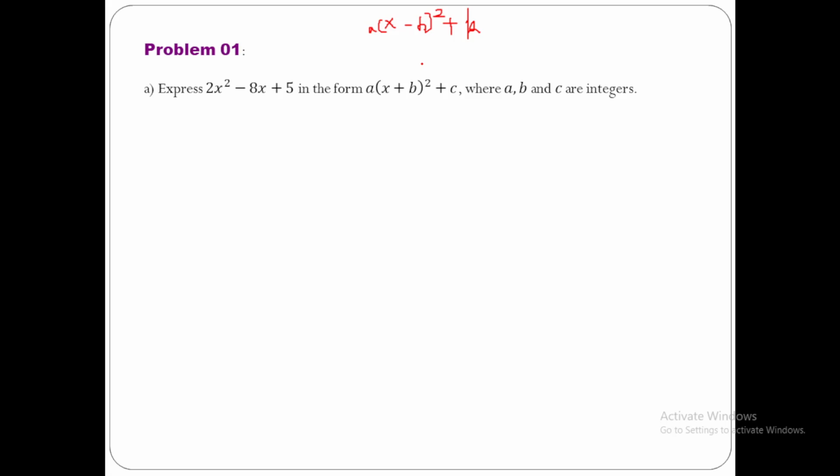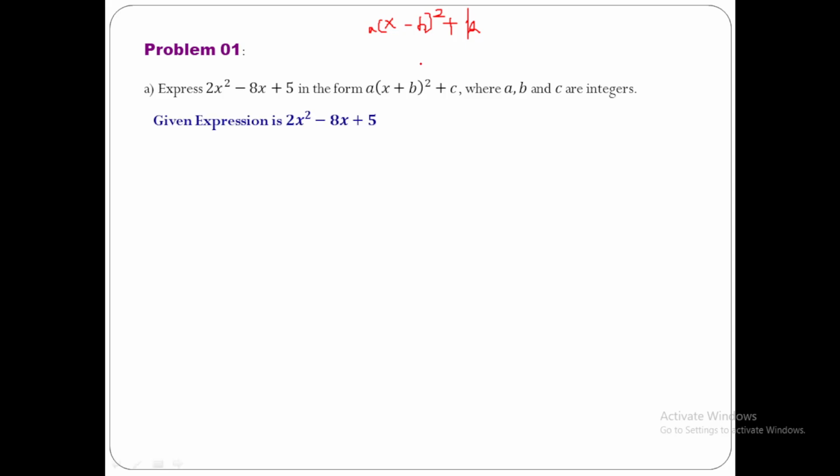One other thing is, if a is a positive value, then the curve opens upward and we get a minimum value. If a is a negative value, the curve opens downward and we get the maximum. These are the basic concepts. Then can we go to the problem?